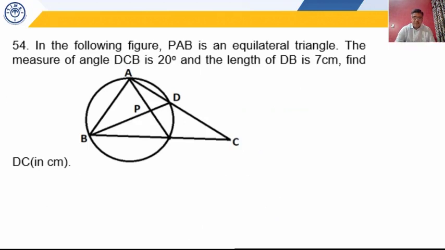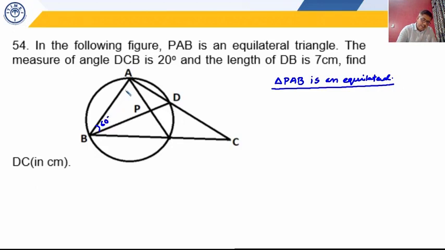Now, in the following figure, PAB is an equilateral triangle. The measure of angle DCB is 20 degree and the length of DB is 7 centimeter. Find DC. Right. First of all, triangle PAB is an equilateral triangle. If triangle PAB is equilateral, so this is 60 degree, this is also 60 degree, and this is also 60 degree, 60, 60, 60.